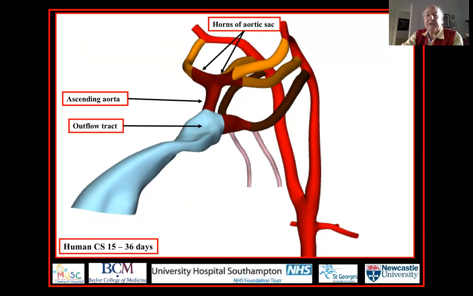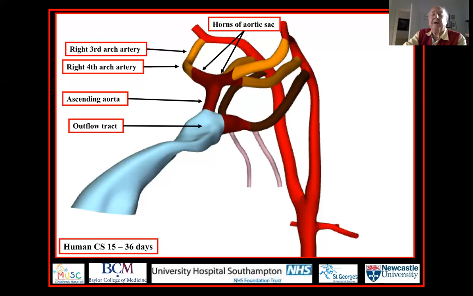We can now see the horns of the aortic sac. And if we look at what is happening to the right horn, we see that the right horn continues as the right fourth arch artery, but the right fourth arch artery is giving rise now to the right third arch artery.